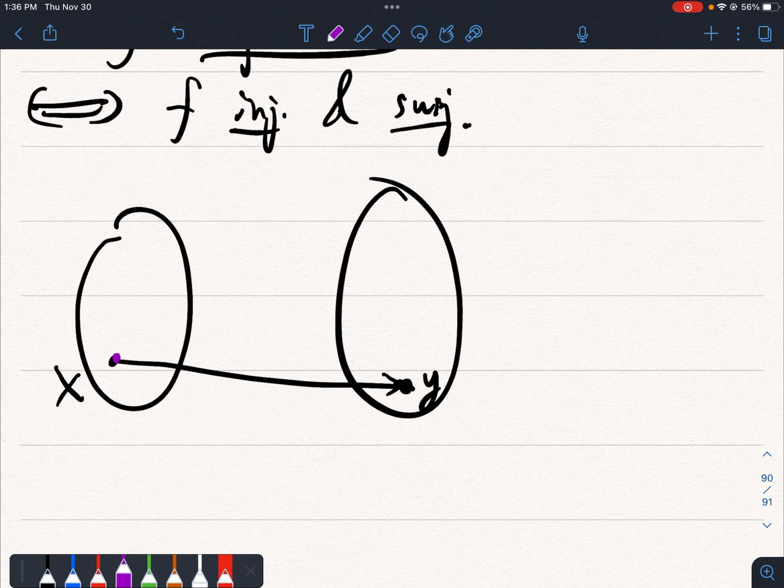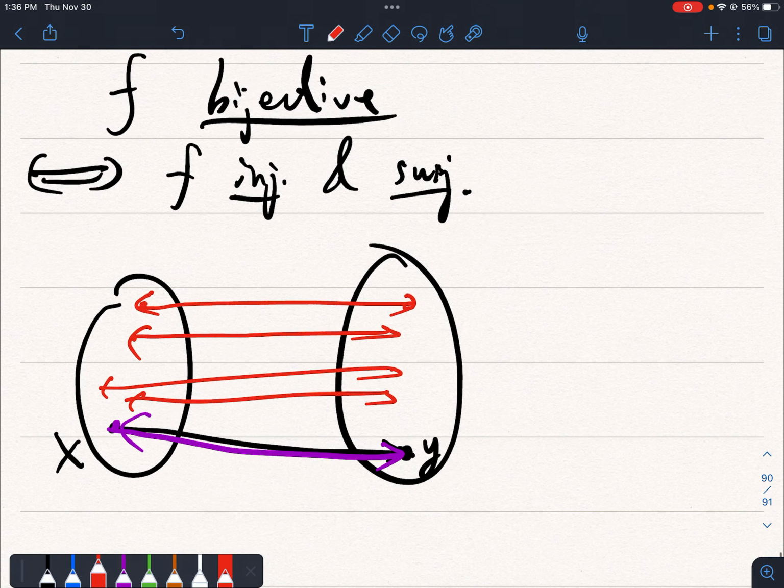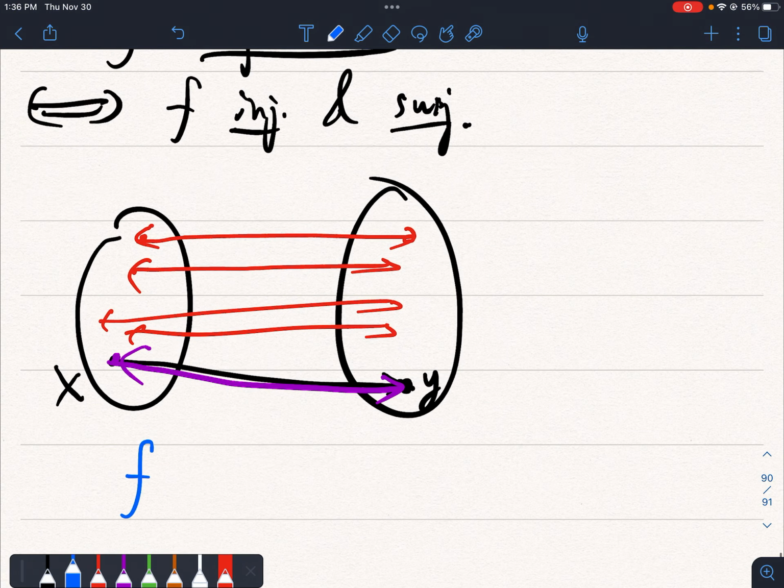So what it means is that for each value y, you can find a unique x that is mapped to y. And also each x is mapped to a unique value y. So this becomes a one-to-one correspondence. For each x, you can find a unique y, and for each y, you can find a unique x. So this becomes bijective. It's very symmetric, okay?